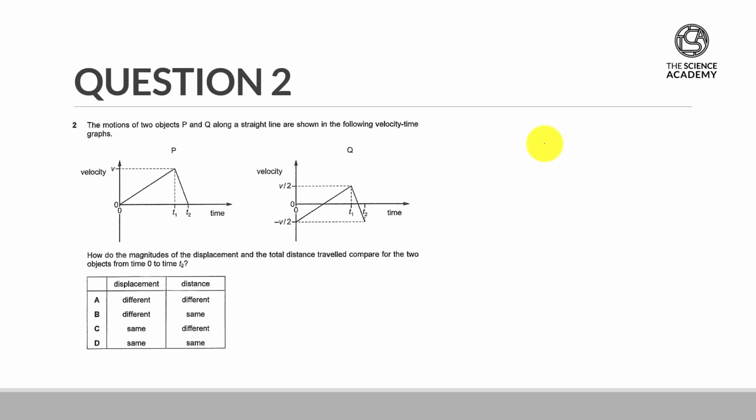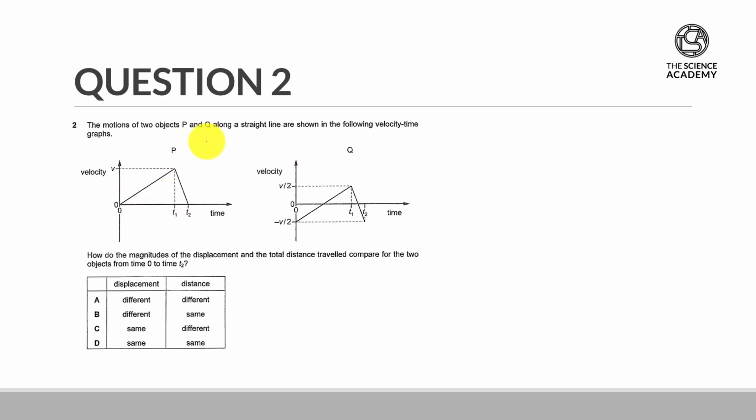Now in question 2, we are given the motion of two objects as well as their VT graphs. So the question then asks us, how do the magnitudes of the displacement and the total distance traveled compare between the two objects from time 0 to t2? So as you can see, the graph looks exactly the same.